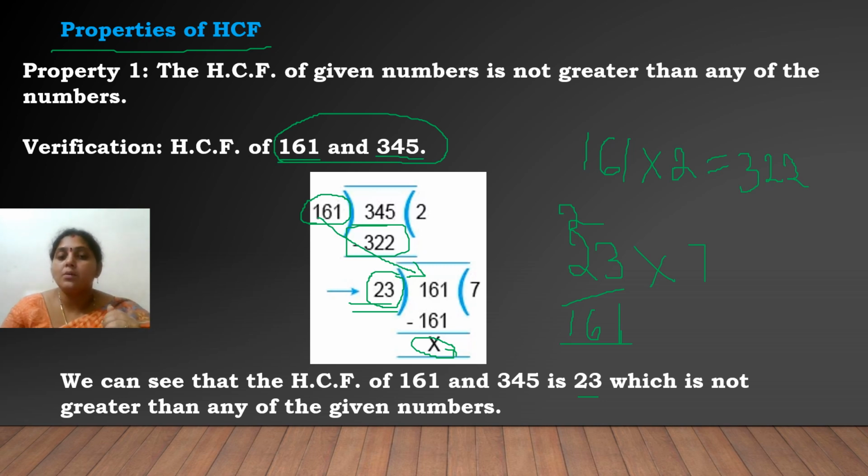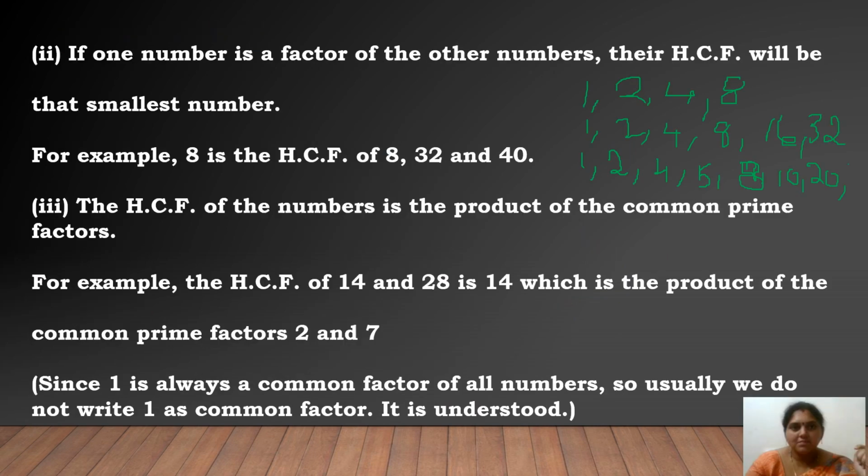So what you have to divide with the remainder? The first number, what you have taken as your divisor. That number you have to divide and you must get 0 as your remainder. The last divisor will be your HCF. Understood? Now second, we are going to see if one number is a factor of the other numbers, their HCF will be the smallest number.